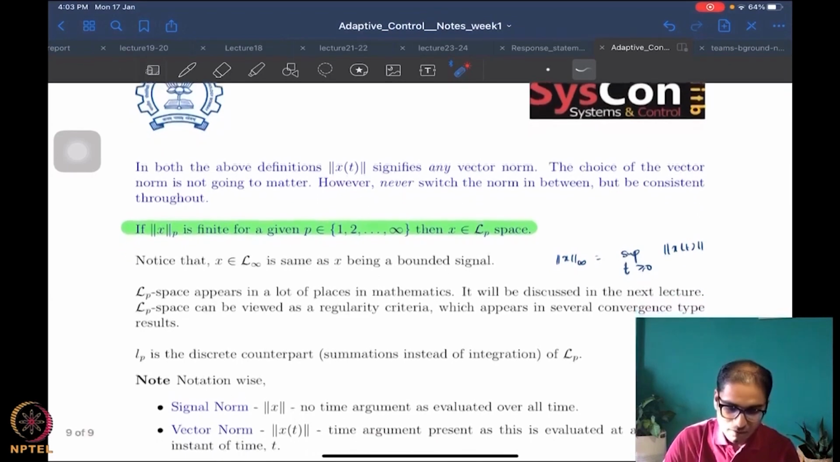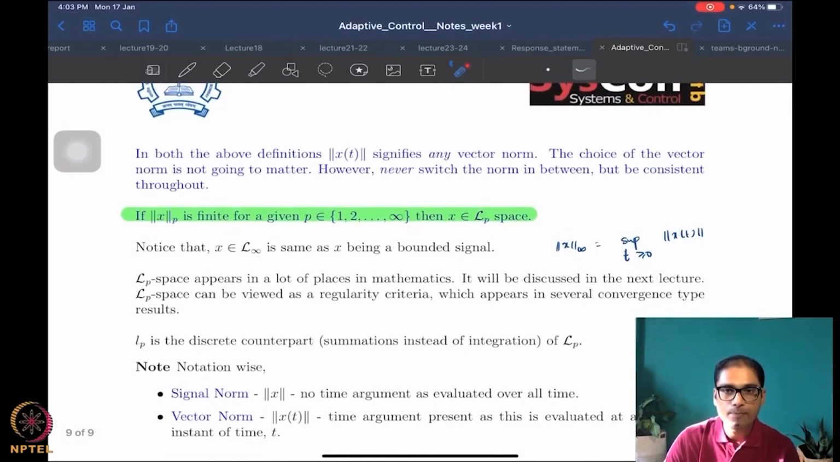Okay. So one of the important things about these signal norms is that they actually define spaces of signals. In fact, they define vector spaces of signals. And this is a very, very key, very, very critical notion. Yeah. So what do we say? We say that if the p norm of x is finite, for any p from 1 to infinity, then x is said to be in L_p space. So L_p is a vector space of signals.